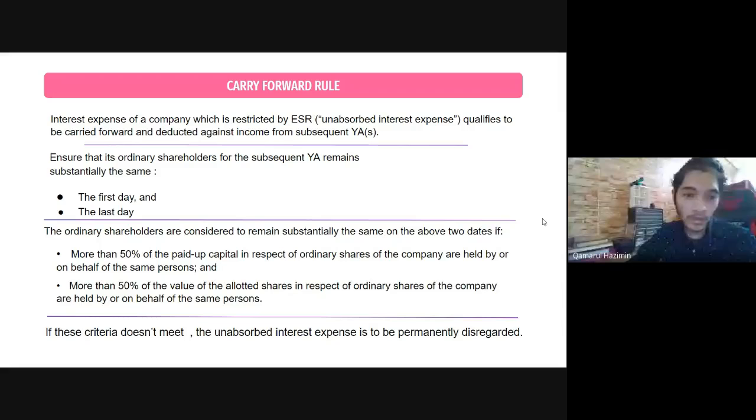To remain substantially the same, the shareholders of the company need to hold more than 50% of the paid up capital and the value of allotted shares in respect of ordinary shares of the company, held by or on behalf of the same person. If this criteria is not met, the unabsorbed interest expense is permanently disregarded, meaning that it cannot be carried forward for further years of assessment. Okay, next slide.